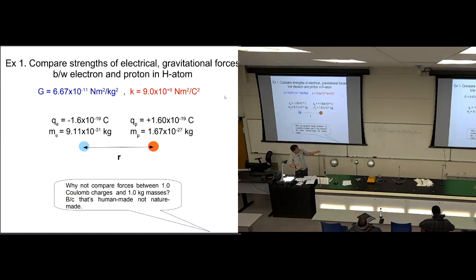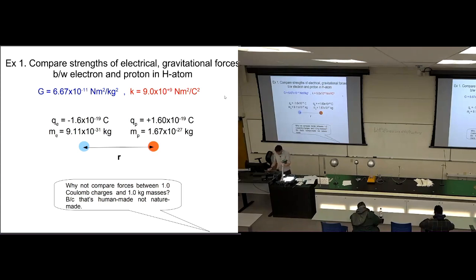And there are two more numbers I wrote down here. We mentioned these earlier on. The gravitational constant characterizing the gravitational force, and the electric constant, Coulomb constant, characterizing the strength of the electrical force. I wrote those numbers down. All these numbers we're going to have to use. Okay.